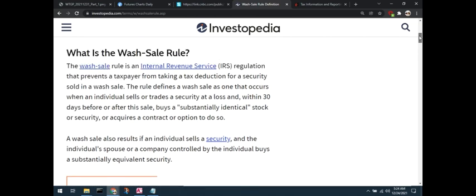So you have to be careful if you want to take a tax loss. If you purchased a stock and it's at a loss, and you want to deduct that from your taxes, you cannot buy that stock back or something that contains that stock within 30 days after your sale.